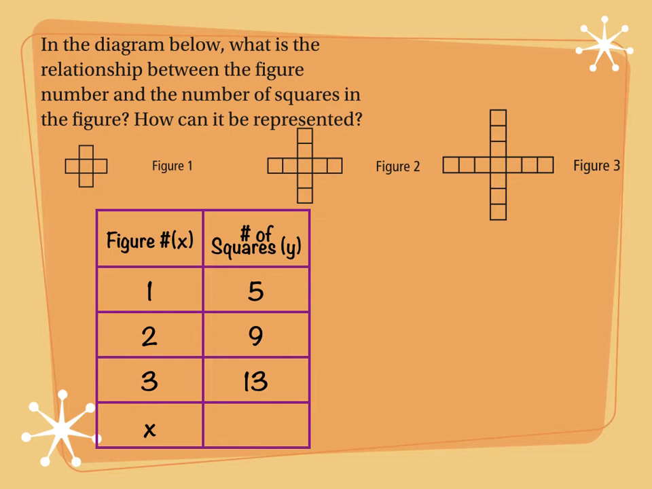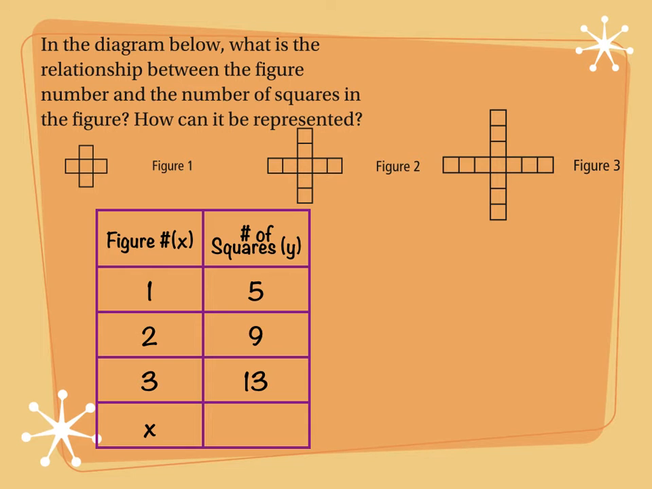So if you look at the first row, we have the figure number is 1 and the number of squares is 5. So you could either get that by adding 4 or by multiplying by 5. But if you look down at the next row where we have figure number 2 that has 9 squares, if you multiply that by 5, there should be 10 squares, and there's not, there's only 9. If you add 4 to that, you should have 6 squares, and there's not, there's 9. So we know that this is going to be at least a two-step equation of some kind.